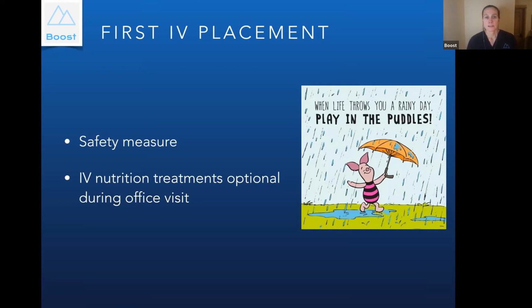Oftentimes people will choose and elect to get some IV nutrients while they have the IV in while they're getting the procedure. We'll talk more about that in a bit.